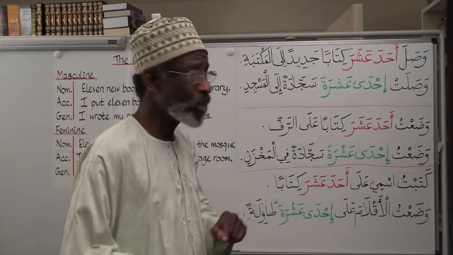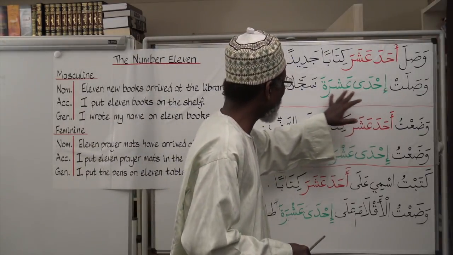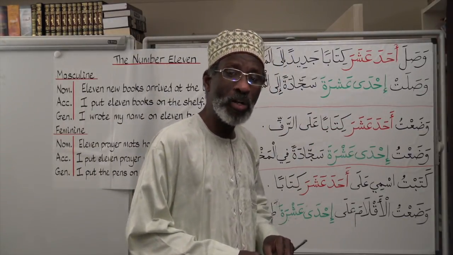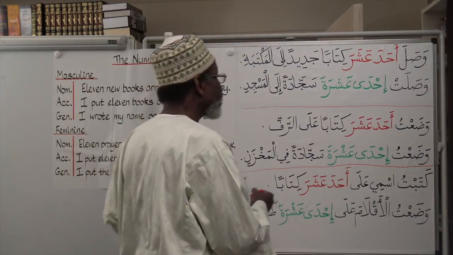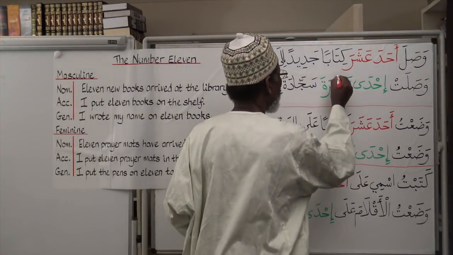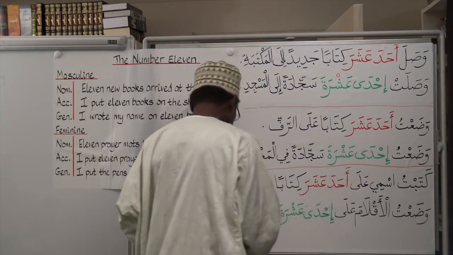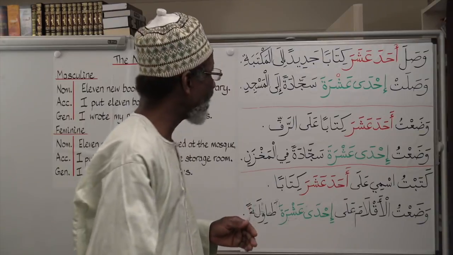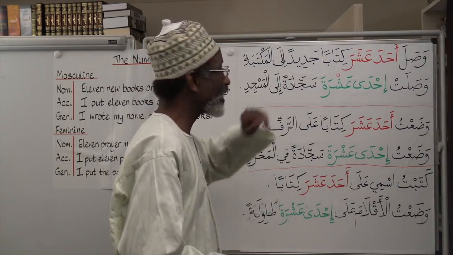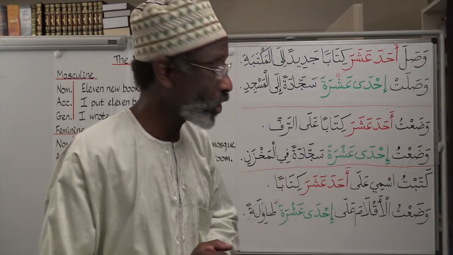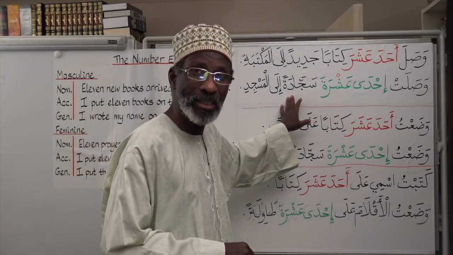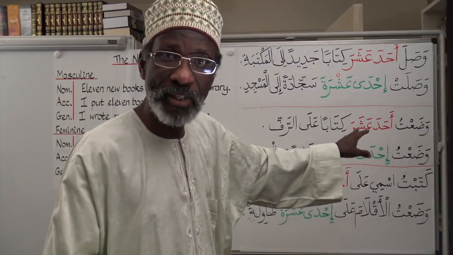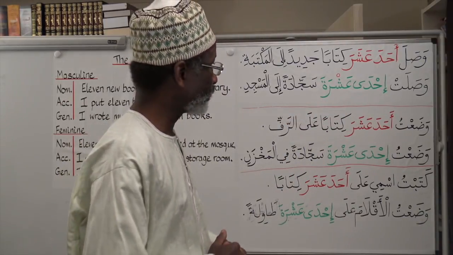Let's look at the feminine. وصلت إحدى عشرة. وصلت إحدى عشرة. Let's put sukun on this ashrata here, and then I will explain that in a minute. So, وصلت إحدى عشرة سجادة إلى المسجد. 11 prayer mats have arrived at the mosque.